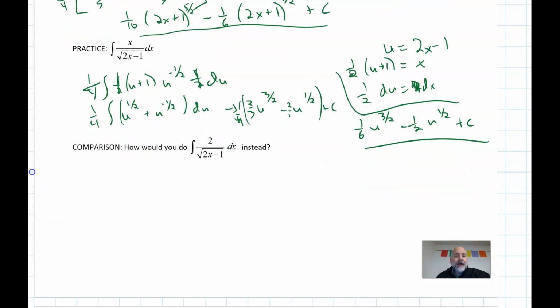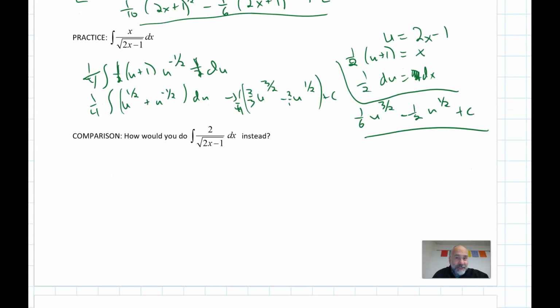All right. So now just a quick comparison. This is the thing: you're sometimes going to have to figure out what you need to do on a problem, and you're going to have to diagnose it. And so the question is, how is this going to be different? It's going to be substantially different. This has a 2 on top instead of the x.